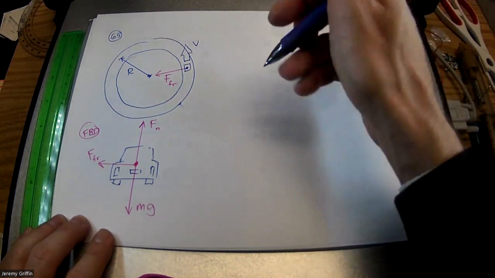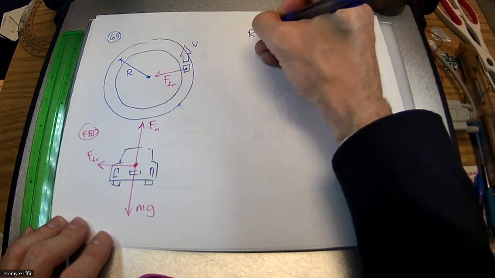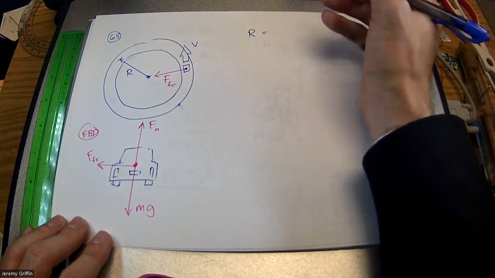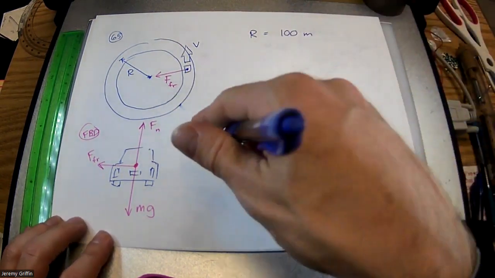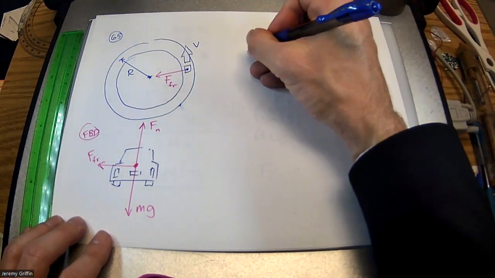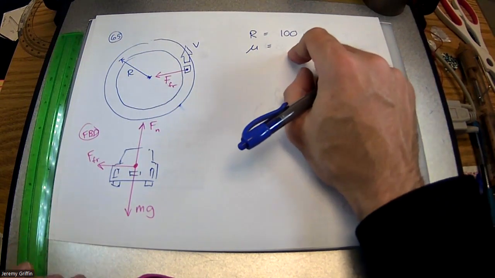So they gave you some numbers. Notice they did not give you the mass of the car. They told you the radius of the track, which I'm going to change a little bit. Let me just call it an even 100 meters. For you guys, it was 80 meters. Okay. They also gave you the coefficient of friction, and they gave you guys 0.4.